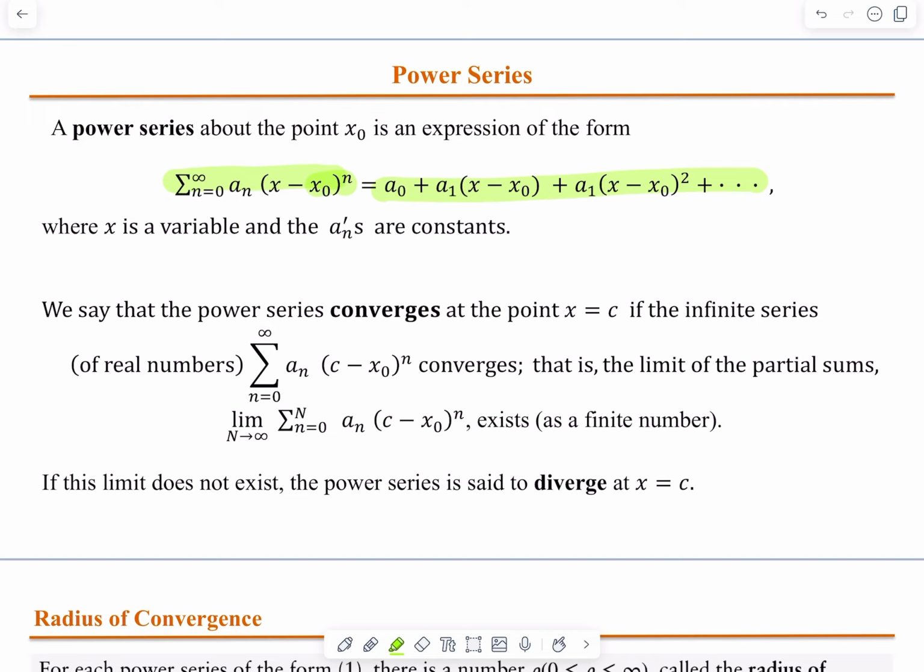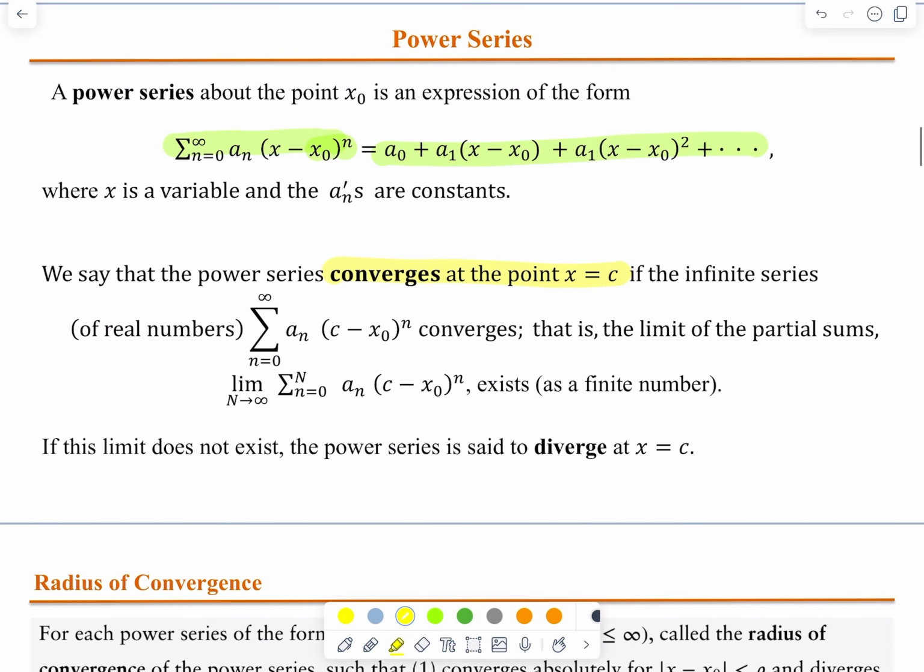Now we will say that the power series converges at the point x equal to c if the infinite series of real numbers, this sum a sub n times c minus x naught raised to the n, converges. That is, the limit of the partial sums exists. If this limit does not exist, the power series is said to diverge at x equal to c.